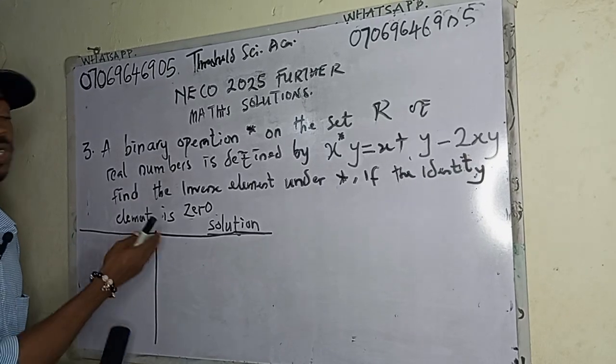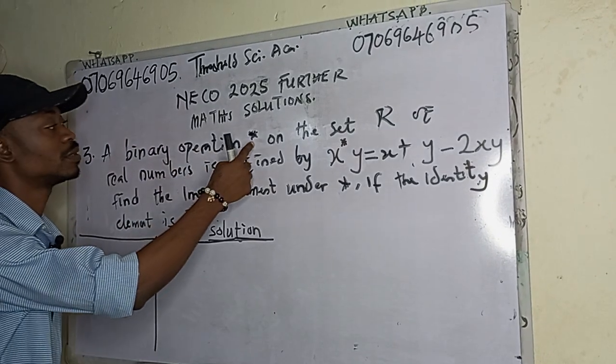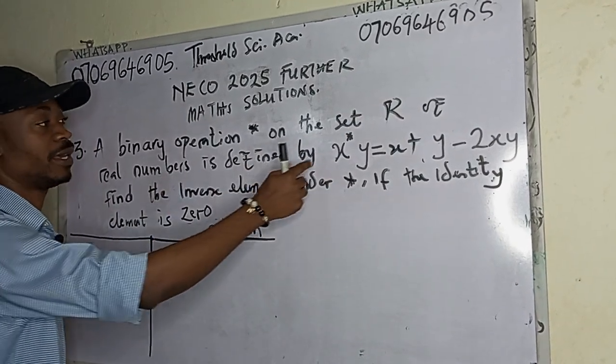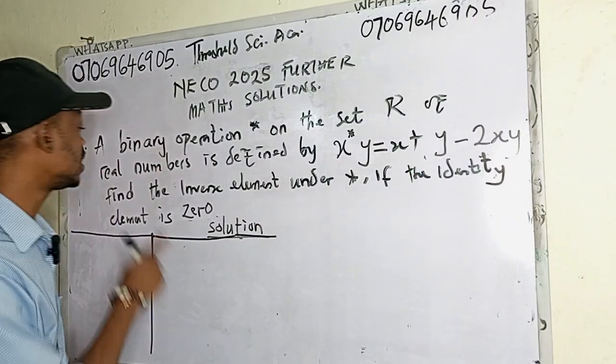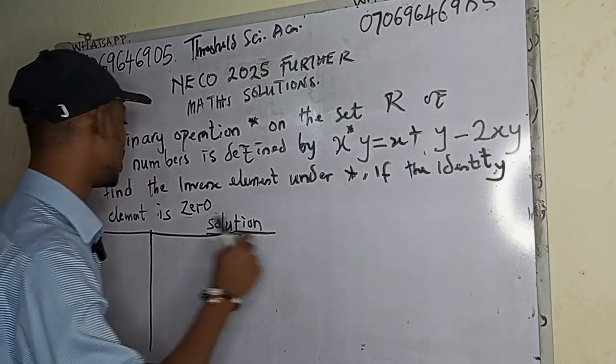Hi guys, so the next question is a question on binary operations. It says the binary operation star on the set R of real numbers is defined by x star y equals x plus y minus 2xy. It says to find the inverse element under star if the identity element is zero.